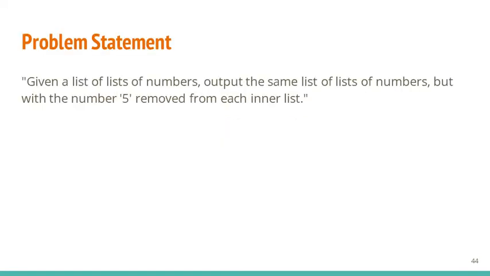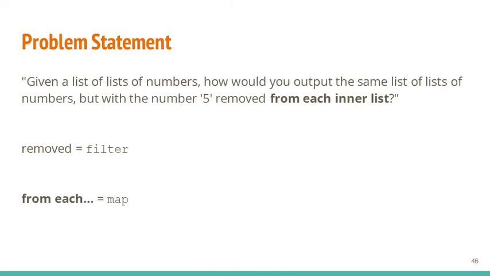Here's one standard example of a problem statement. Given a list of numbers, output the same list of numbers, but with the number 5 removed from each inner list. The issue is that most people who have even had some experience with higher order functions will quickly realize certain patterns. Like, removed probably means I need to filter. From each probably indicates a map, and we're basically already done. It's a map of a filter. What's even left? We've given away the problem in the statement.